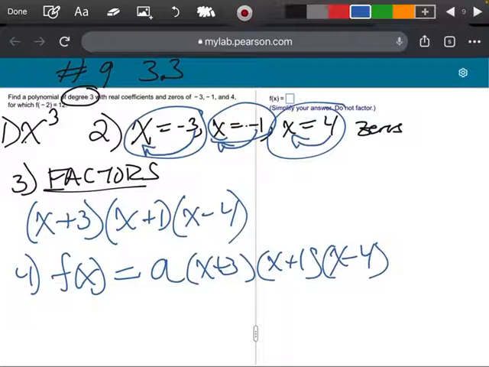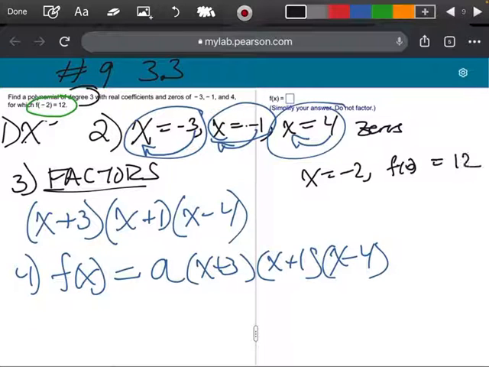Okay, so they gave us one other piece of information here in the problem. And the piece of information that they gave us was that f of -2 was equal to 12. So remember what that means. That means that when x is -2, f of x, or the y value, is equal to 12. So now I'm going to put a 12 right here, and everywhere I have an x, I'm going to plug in the number -2.